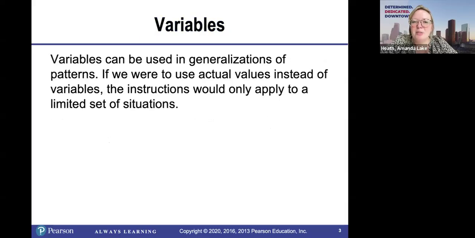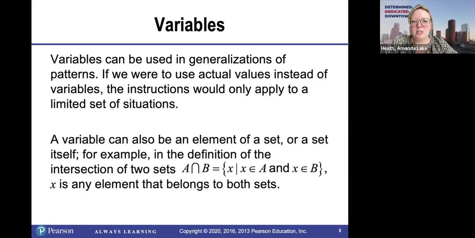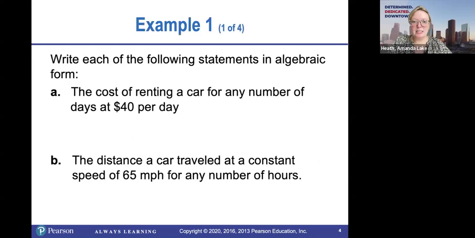All right, so variables are used for generalizations of patterns. And if we were to use actual values instead of variables, then the instructions would only apply to a limited set of situations. So a variable can be an element of a set or a set itself. So for example, the intersection of two sets, A intersect B, is all of the elements X where X is in A and X is in B. And X is any element that belongs to both sets. So those sets could be anything. It could be colors, it could be numbers, they could be more sets.